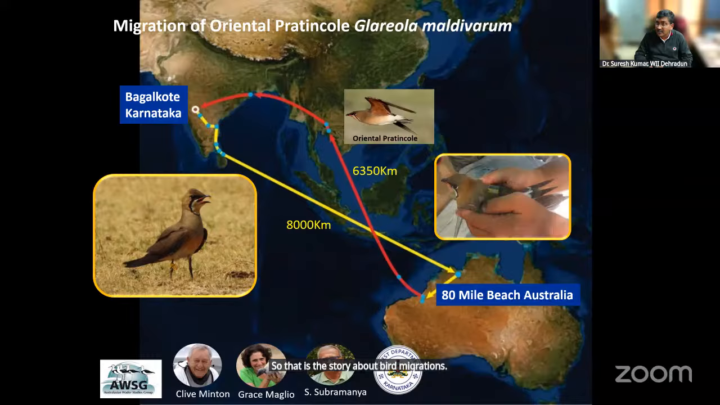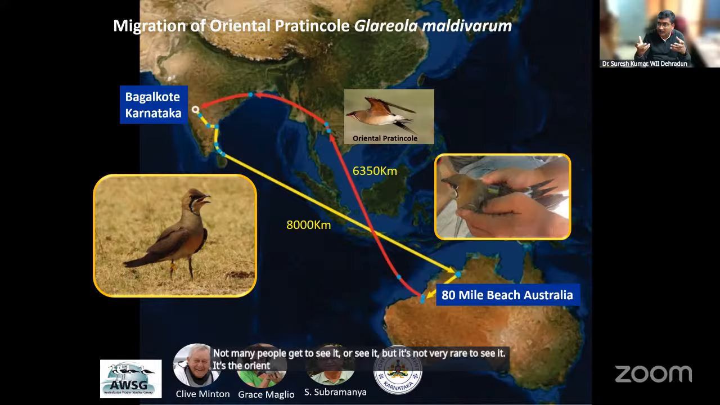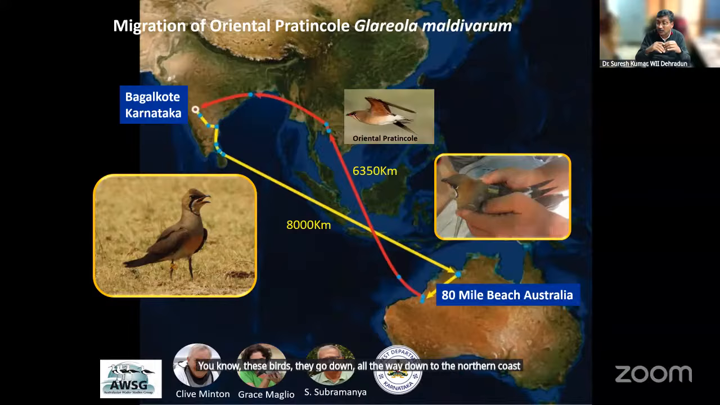Yet another interesting example. Till now, we talked about birds coming from the northern latitudes and coming down into the Indian region. And there are recent tracking studies of this bird. Not many people get to see it, but it's not very rare to see it. It's the Oriental Pratincole, and the tracking studies just blew our minds. These birds go all the way down to the northern coastal areas of Australia, and they come in here in India. So again, they have a circuitous route.